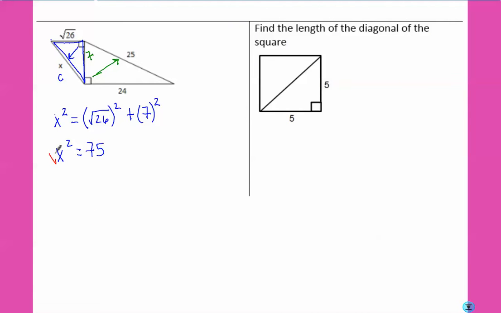Square root both sides. x equals the square root of 75. 75 is not a perfect square, so we need to simplify it. The biggest perfect square that goes into 75 would be 25, and 75 is 25 times 3. So x equals, the square root of 25 is 5, times the square root of 3.